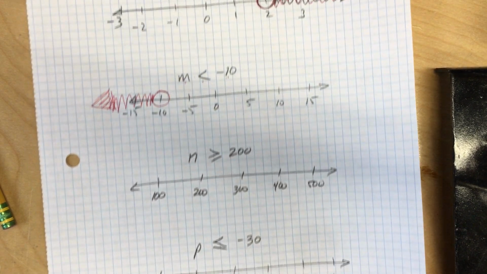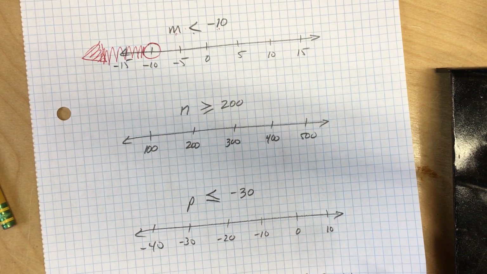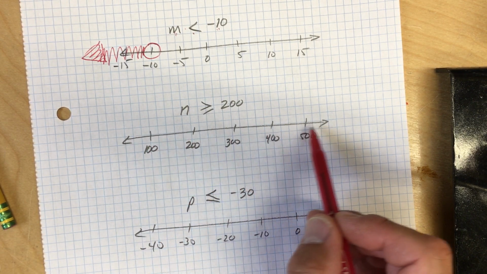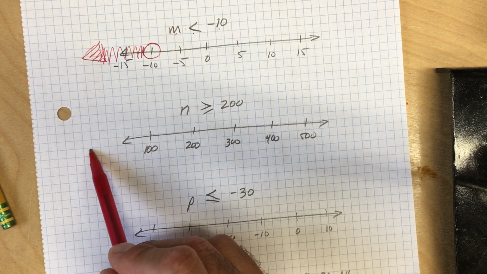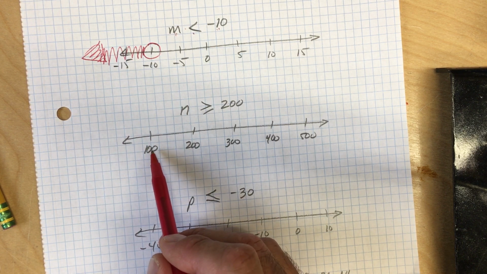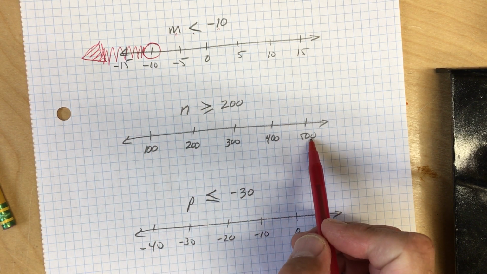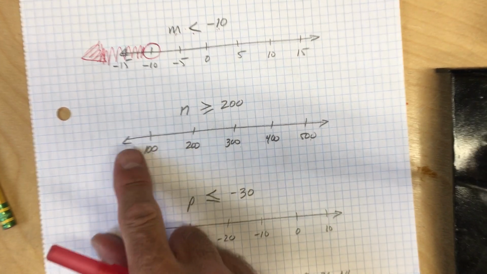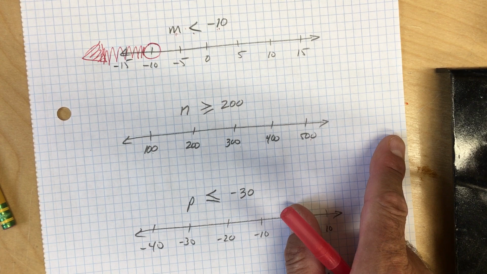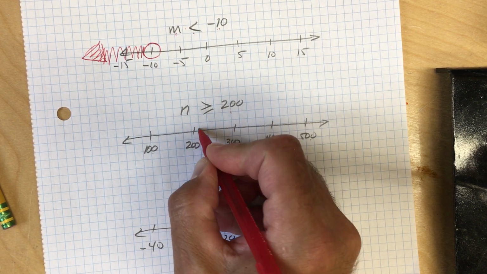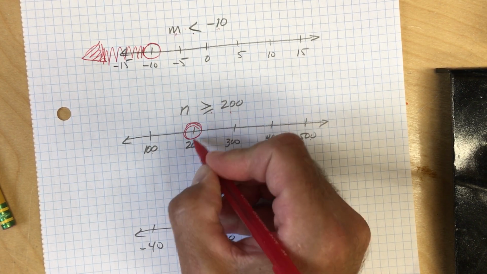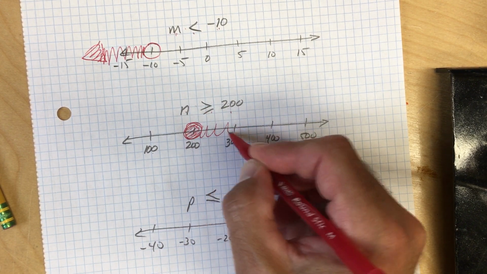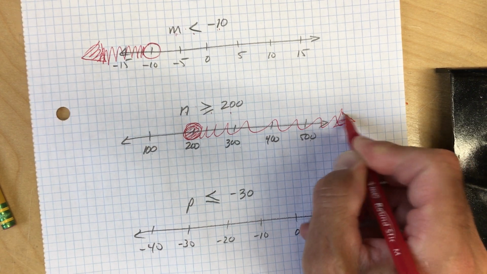Okay? All right. n greater than or equal to 200. Well, again, look, here's a number line. It doesn't have a 0. It doesn't go by 1s. In fact, we see 100, 200, 300, 400, 500. The only thing that's really critical about number lines is that small numbers are on the left and they get bigger as you go to the right. All right, so I'm going to find 200. It's equal, fill it in. We want the numbers that are bigger than 200. Bigger is to the right.